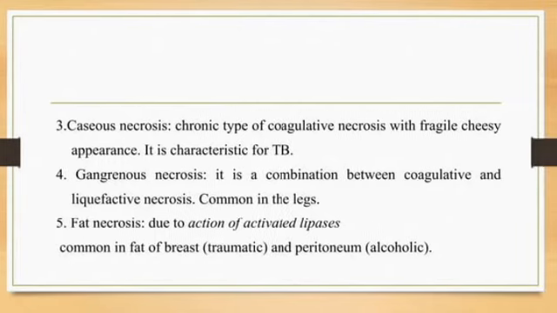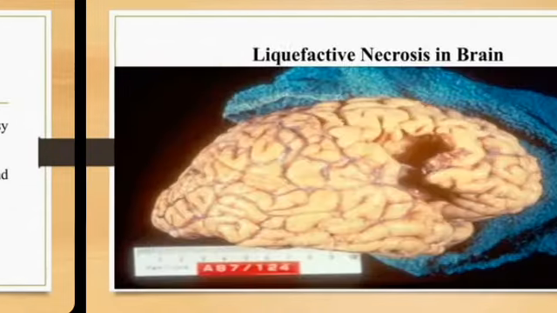The third type is caseous necrosis, a chronic type of coagulative necrosis with a fragile cheese-like appearance. It is characteristic of TB. Gangrenous necrosis is a combination of coagulative and liquefactive necrosis, common in the legs. While speaking about fat necrosis, this is due to the action of activated lipases, common in the fat of breast, which is traumatic, and the peritoneum, which is alcoholic.